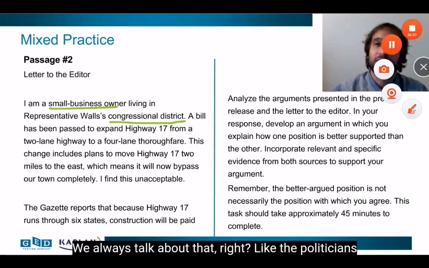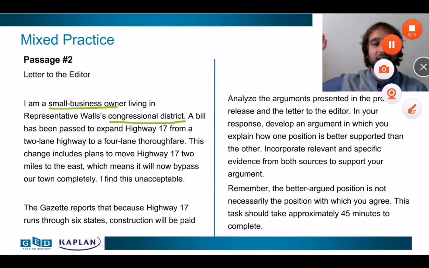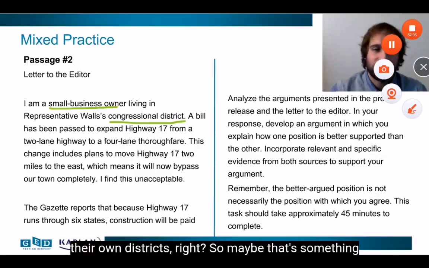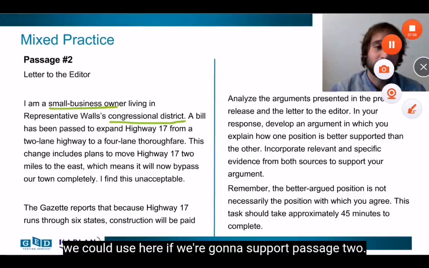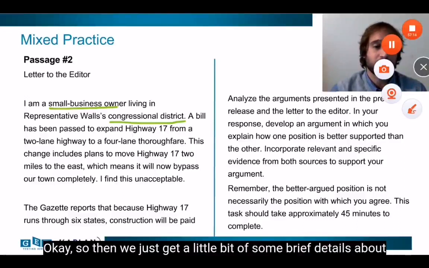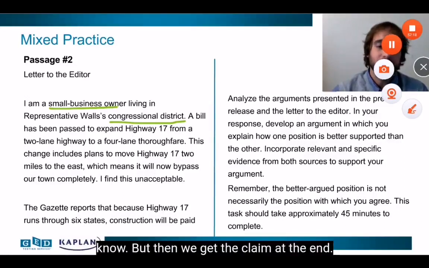Like that politicians potentially get to be too embroiled or infected by Washington, by being away from their own districts, right? So maybe it's something we could use here if we're going to support passage 2. Okay, so then we just get a little bit of some brief details about the bill, including the plans to move it, which we already know. But then we get the claim at the end.